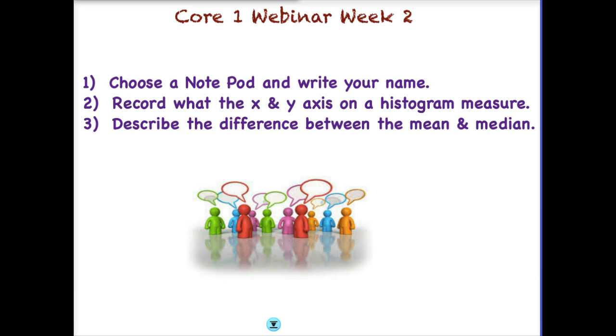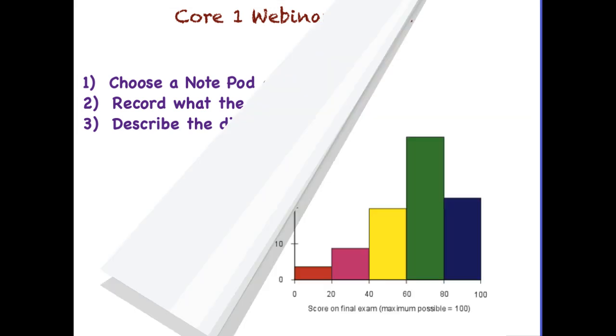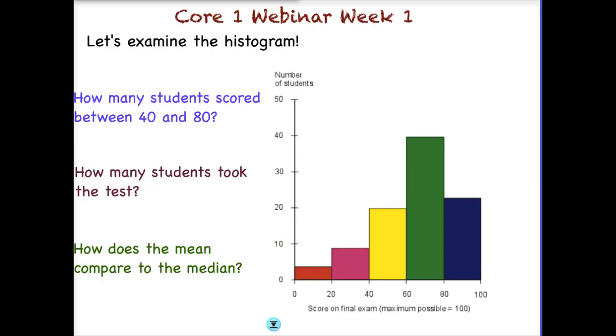So let me show you an example here. We'll talk about the difference between the median and the mean in just a second. So here's a histogram, and this measures the score on the final exam for different students. Knowing that this left side represents the frequency and the x-axis, down here going out to the right, represents the student's score, first of all, can you tell me how many students scored between 40 and 80?